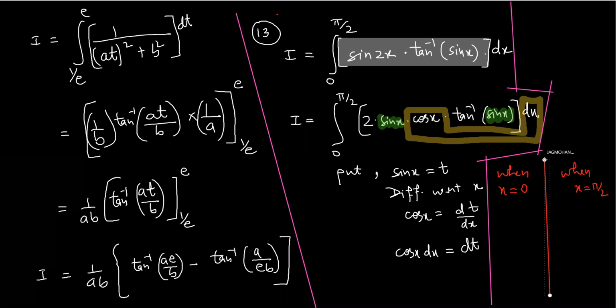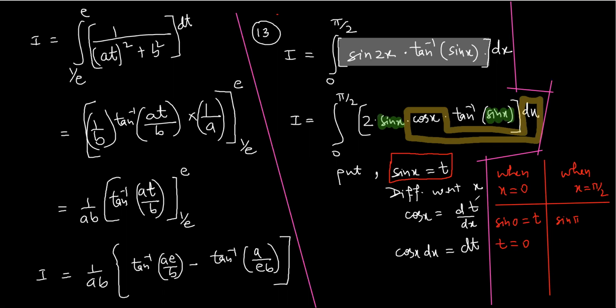So here I have when x equals 0 and when x equals pi by 2. Which part of the solution is the relation between x and t established? See, it is this: sine x equals t. So when x is 0, you substitute here. You have sine 0 equals t, so t is 0. And when x is pi by 2, sine of pi by 2 equals t, so t equals 1. So it is now done.